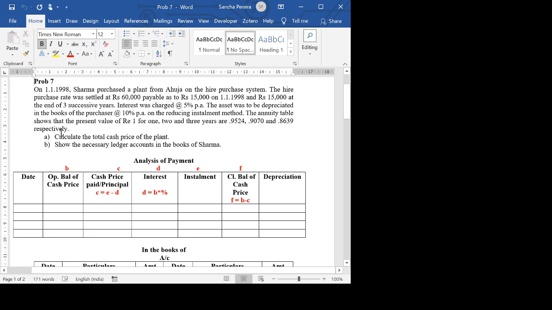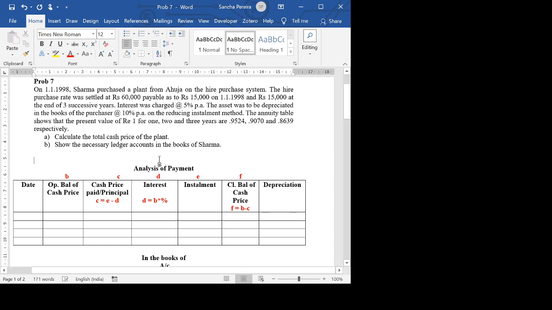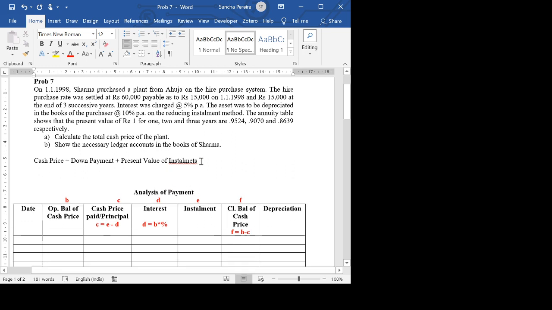Okay. And if you see the questions here, they first told you to calculate the total cash price. Now, how are we going to calculate the cash price? There is a way of calculating the cash price when annuity values are given to you. So we are going to have a formula here. Cash price is equal to, you can learn this formula, down payment plus present value of installments.